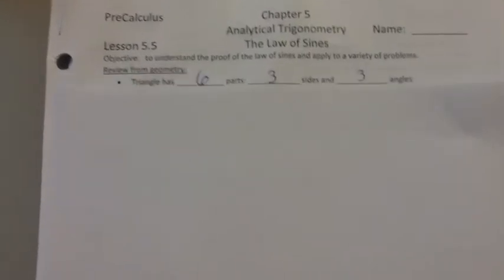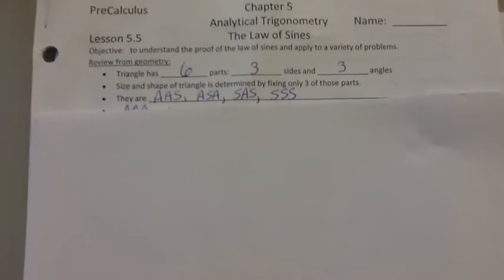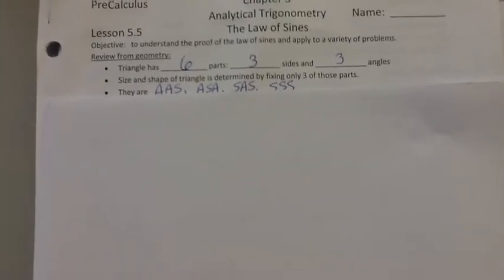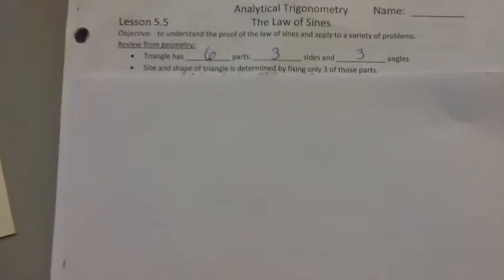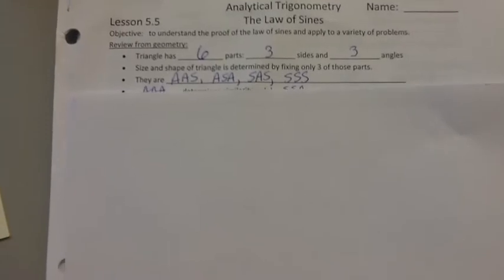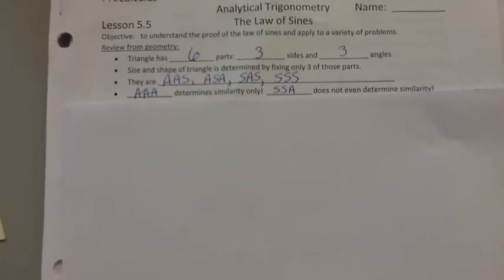So the first thing I want to let you know is if you recall from geometry that a triangle has 6 parts, 3 sides and 3 angles, and that the size and shape of a triangle is determined by fixing only 3 of those parts. And in geometry, you remembered angle-angle-side, angle-side-angle, side-angle-side, and side-side-side. Now, angle-angle-angle determines similarity only. Side-side-angle doesn't even determine similarity.